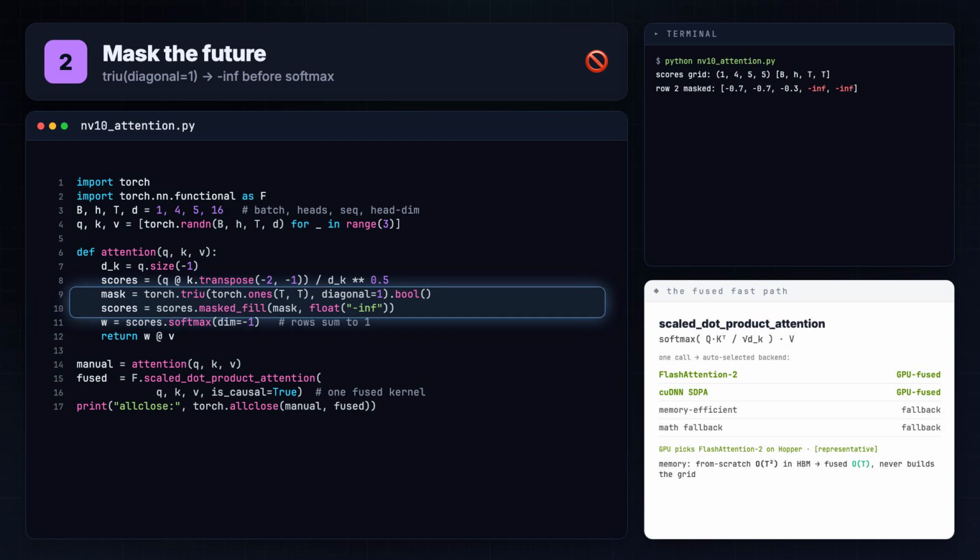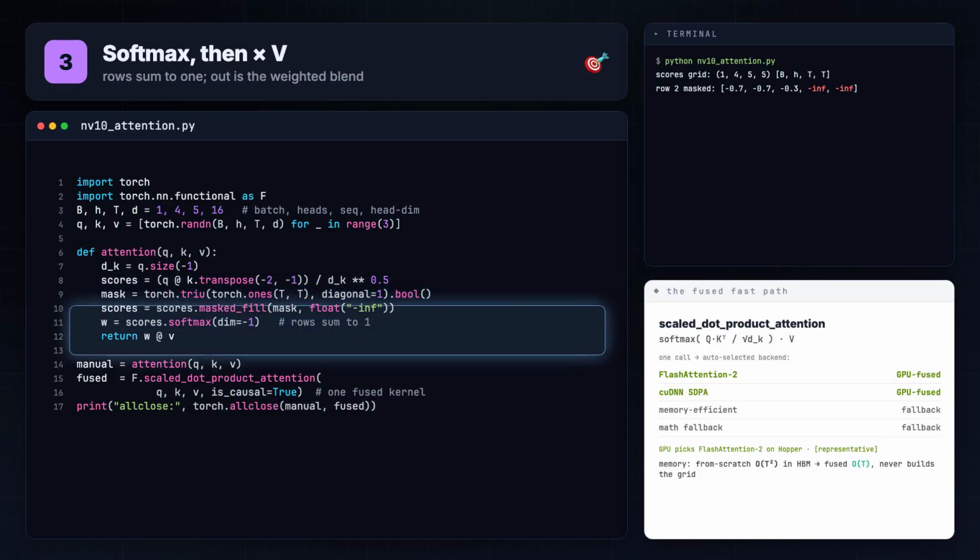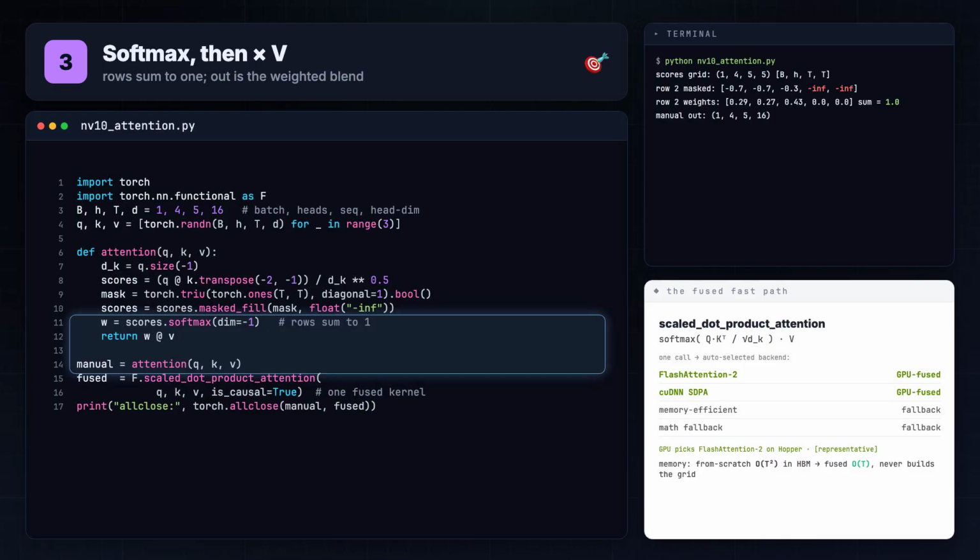The mask: torch.triu with diagonal one gives us the strictly upper triangle. Turn it to boolean. Masked fill drops negative infinity into those cells. Print one row before softmax and you can see the negative infinities sitting in the future positions. Softmax along the last dimension turns each row into weights that sum to 1. The terminal confirms a row sums to 1.0. Then weights times V gives the output shape: batch, heads, T, head dim. That's handwritten attention done.